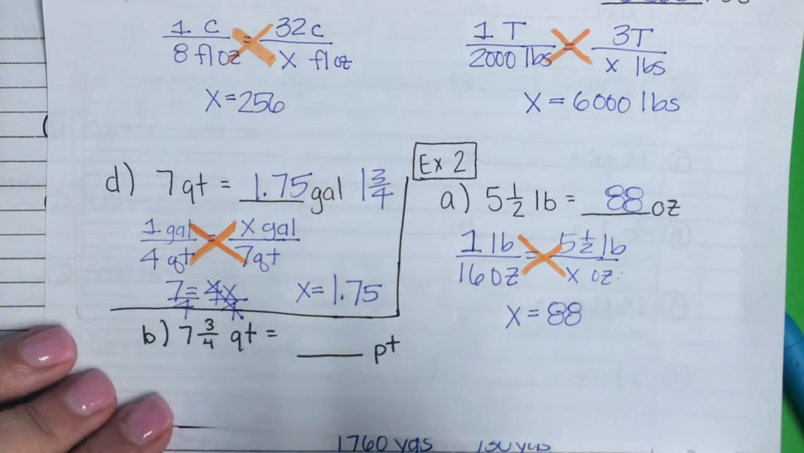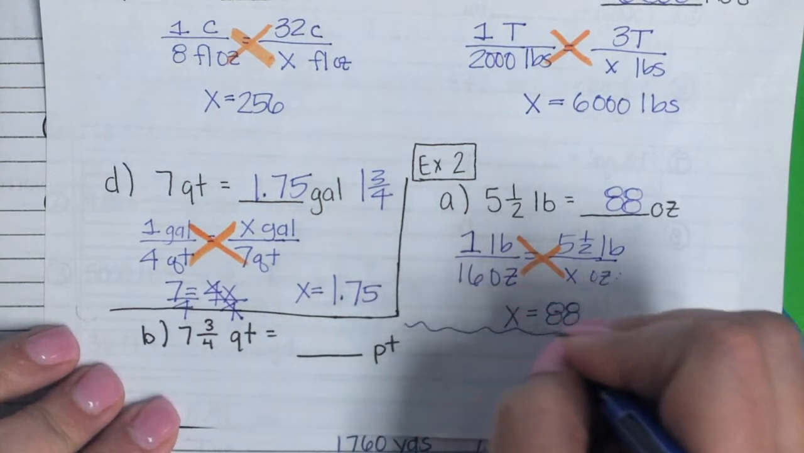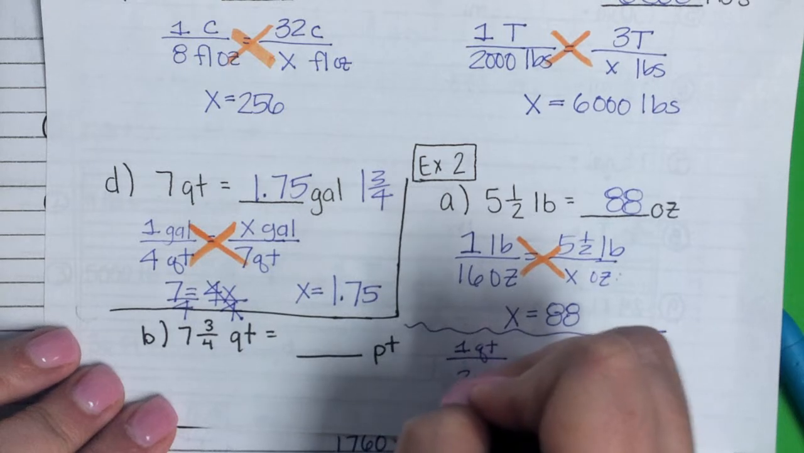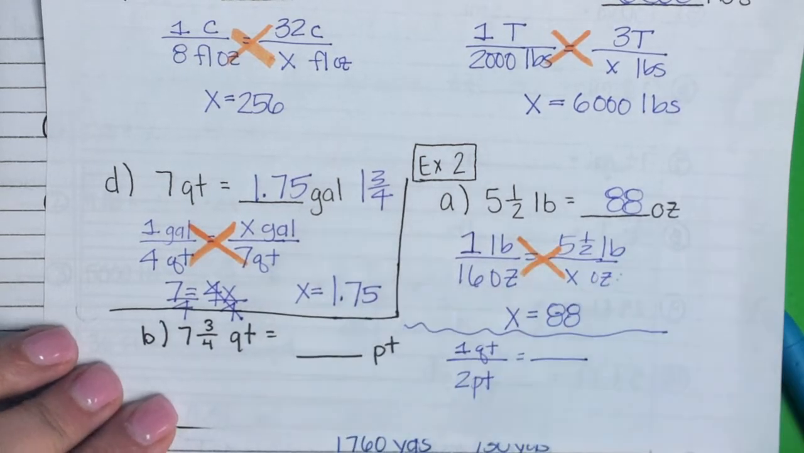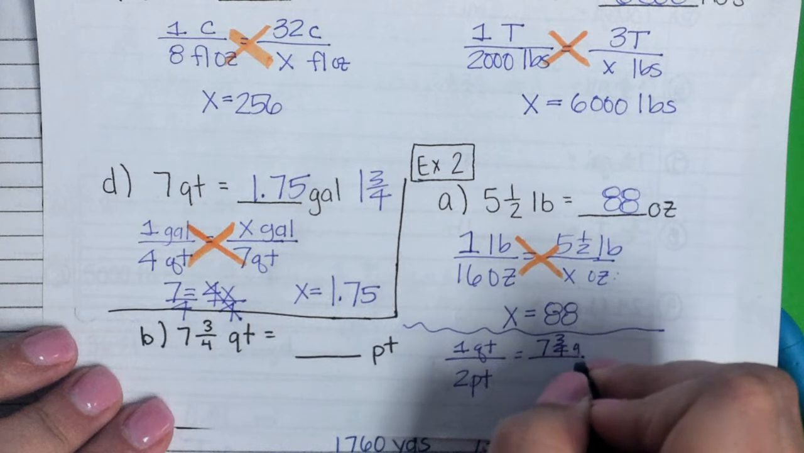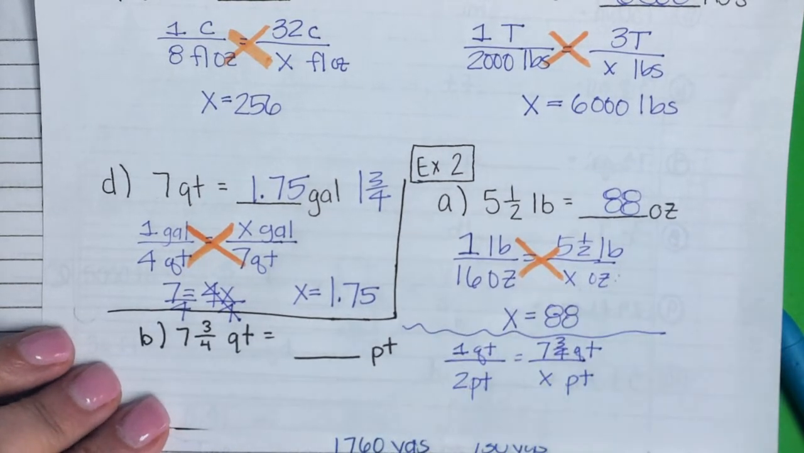All right, let's try one more. So we've got quarts and pints. What's our conversion rate? 1 quart equals 2 pints. Okay, so we've got 1 quart equals 2 pints, and we've got 7 3/4 quarts and x number of pints.